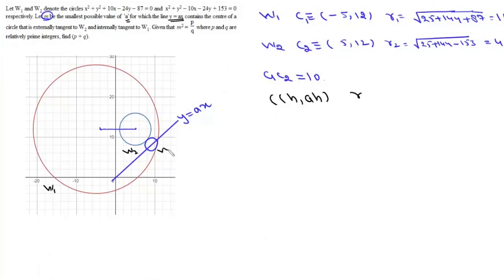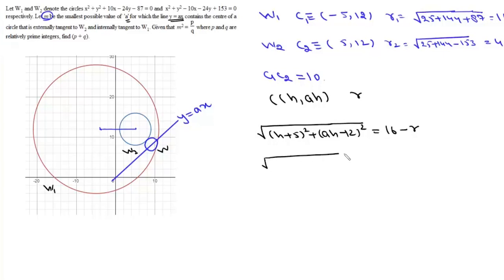Now W1 and W, they touch each other internally. That means the distance between the centers, which is under root of h plus 5 whole square plus k minus 12 whole square, will be equal to R1 minus R2. So it will be 16 minus r. Now W2 and W, they are externally tangent. That means C1C2 equals R1 plus R2. In this case, it will be under root of h minus 5 whole square plus k minus 12 whole square, and that will be equal to 4 plus r.